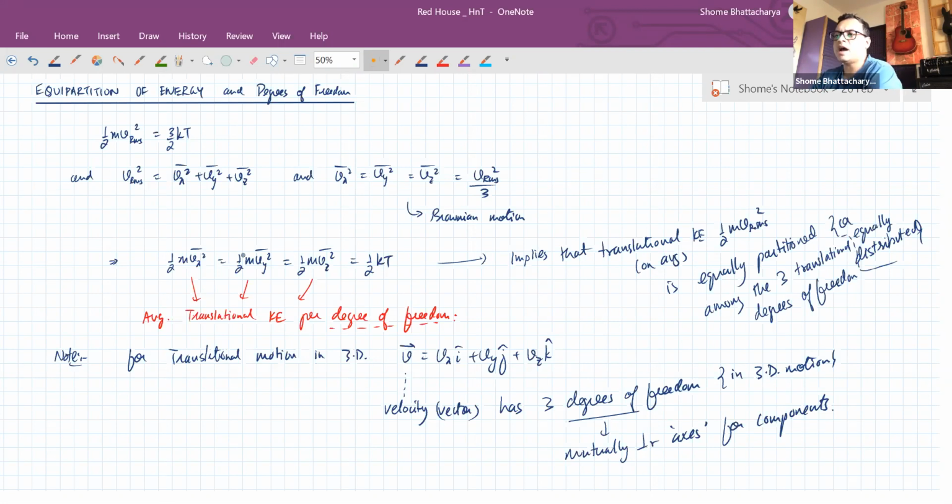So we know that half m V RMS square is equally partitioned among the 3 translational degrees of freedom, or among the 3 terms, half m Vx square and half m Vy square and half m Vz square on an average. So this is one of the inferences of the equipartition of kinetic energy in an ideal gas. Now this inference is going to go one step further also, but first just note down this part.